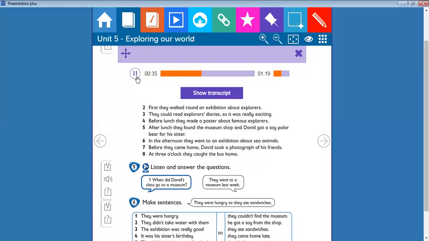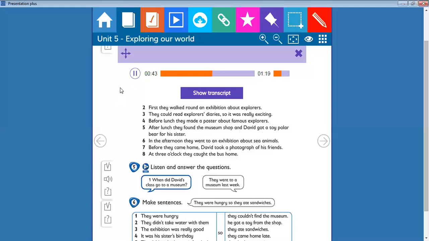4. When did they go to the museum shop? Look, after lunch, they found the museum shop, and David got a toy polar bear for his sister. So when? It was after lunch.